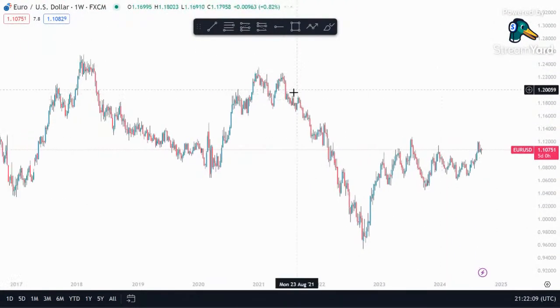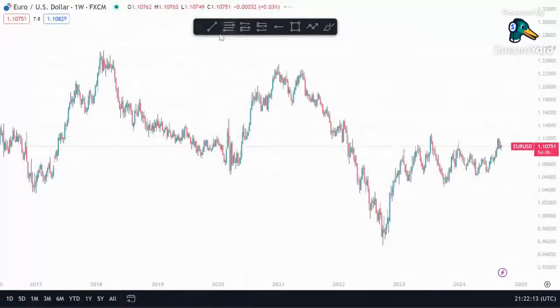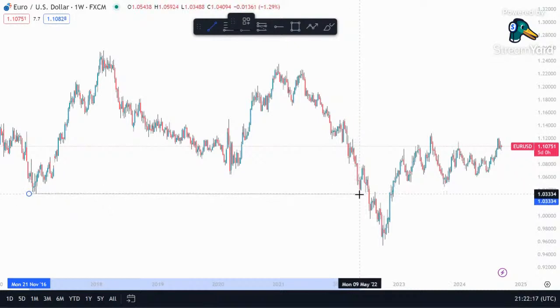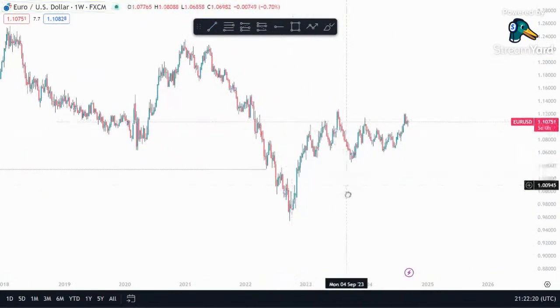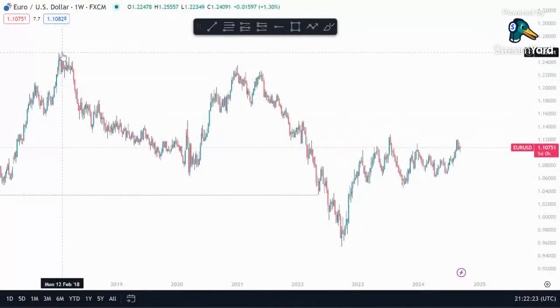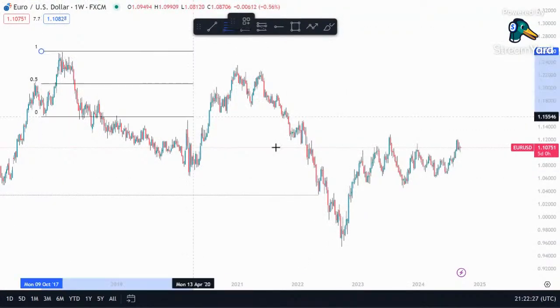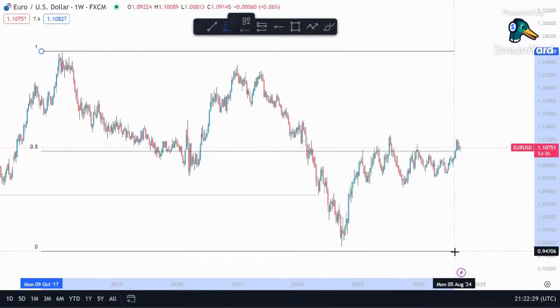So clearly we are bearish overall. We saw the sweep of this low, and now if you look from this high to this new low, we are waiting for price to come into the 50%, which it did.